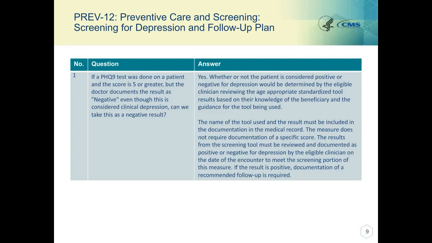The results from the screening tool must be reviewed and documented as positive or negative for depression by the eligible clinician on the date of the encounter to meet the screening portion of the measure. And if the result is positive, documentation of a recommended follow-up is required at that visit.